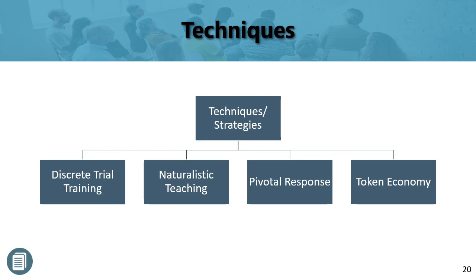Pivotal response is a foundational practice used to teach target skills and increase desired behavior by understanding what motivates that student and using that in order to teach. And finally, token economy. A token economy is when you give a student a token or an item when they successfully complete a desired skill or task. Tokens add up to allow access to a highly preferred item of the student's choosing.